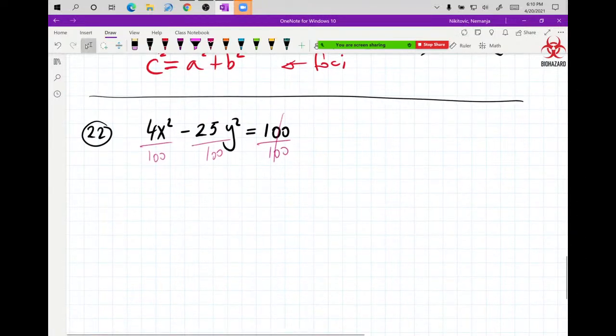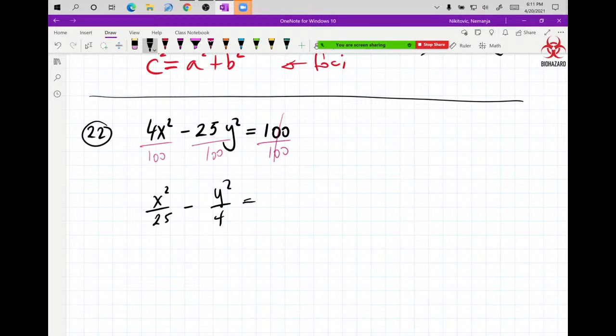So now 4 and 100 cancel. You get x squared over 25 minus, and now 25 and this cancels, you get y squared over 4 equals 1. And now this looks like an equation for a hyperbola 100%. Now, it's a nice one, right? It's centered at the origin, so that's good. But we still have to figure out everything else. Now, remember what we said.